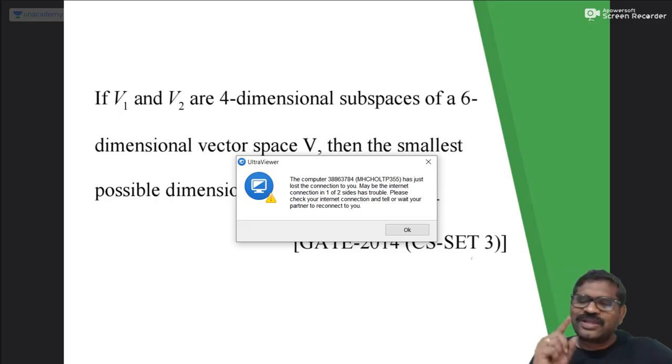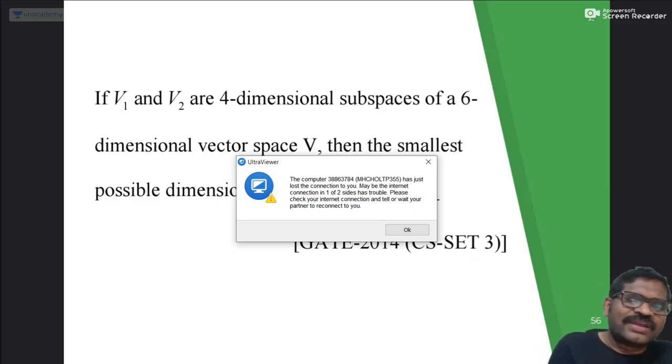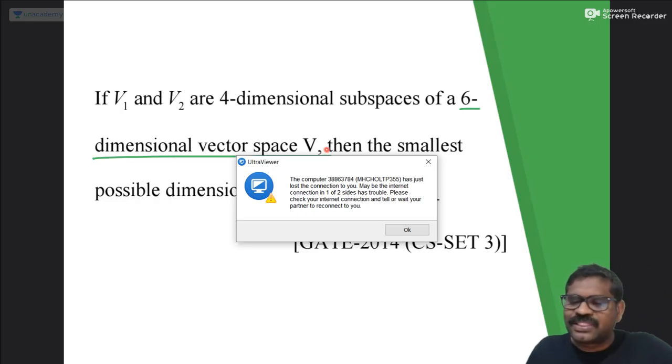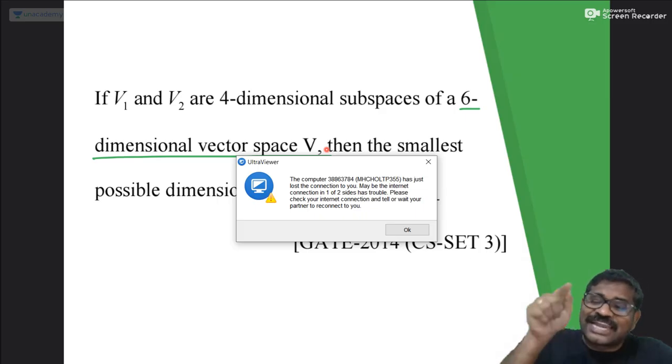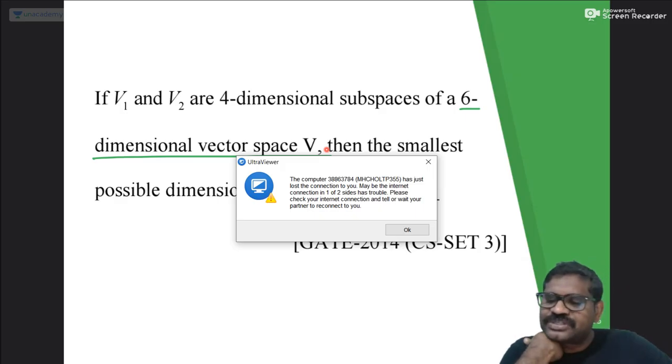Now, I am asking one question. Your vector space is a six-dimensional vector space. Sir, how do you know that? They have given that V1, V2 are subspaces of a six-dimensional vector space. Now, my question is, if your vector space is six-dimensional, your basis consists of how many vectors? That is my question. 6.